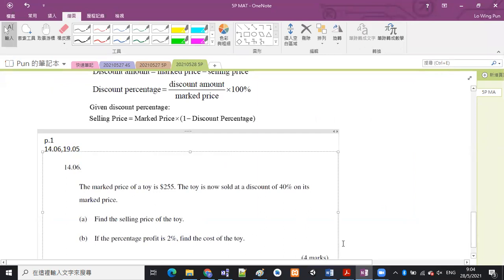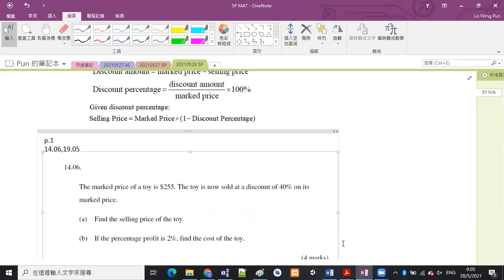Okay, so let's read the question first. The mark price of the toy is $255. The toy is now sold at a discount of 40% on its mark price. The question asks you to find the selling price of the toy. So can you tell me, in the revision notes, which part should we use here? What is the information given?